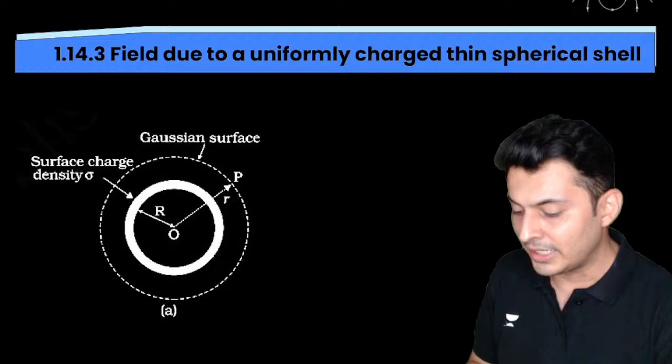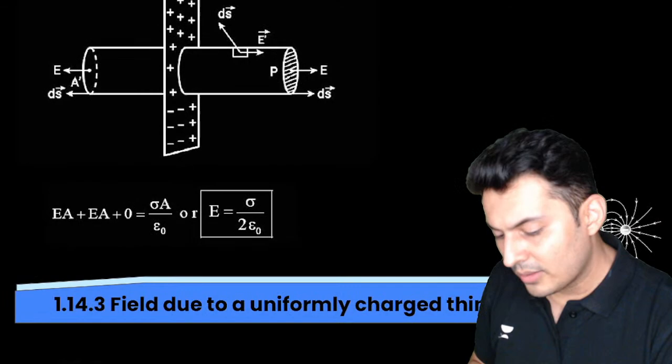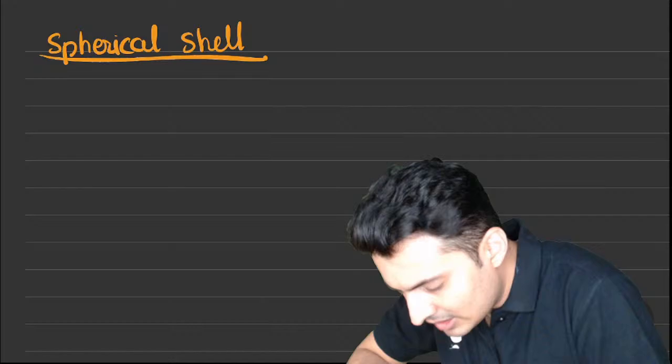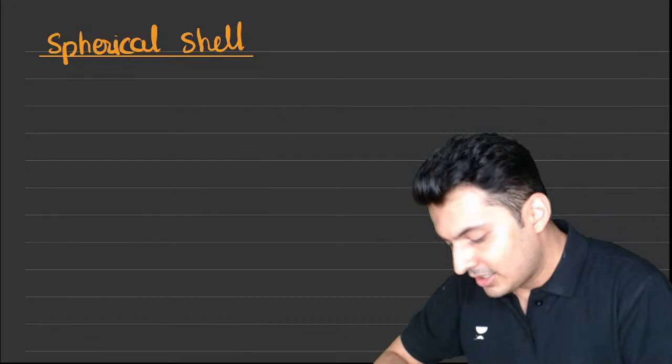Last part is for a shell, or for a spherical geometry. Let's do that as well. So basically, I'm going to take a spherical shell. This is one of the easiest of them all, trust me. It's a shell which is uniformly charged, meaning like this.